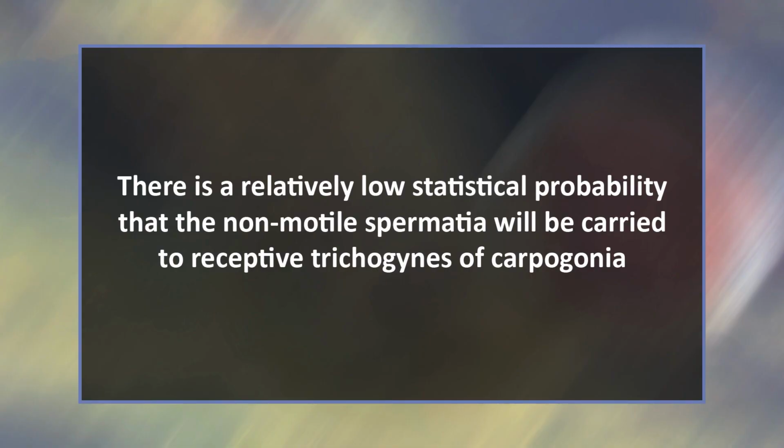There is a relatively low statistical probability that the non-motile spermatia will be carried to receptive trichogynes of carpogonia. Some species have appendages on the spermatia that extend the reach of the spermatia 5 to 10-fold, resulting in a better chance of attaching to a receptive carpogonium. The appendages are initially contained within vesicles within the spermatangia and unfold when the spermatia are released. The appendage increases the surface area of the spermatium more than 30-fold, increasing the likelihood of interaction with a trichogyne of a carpogonium.